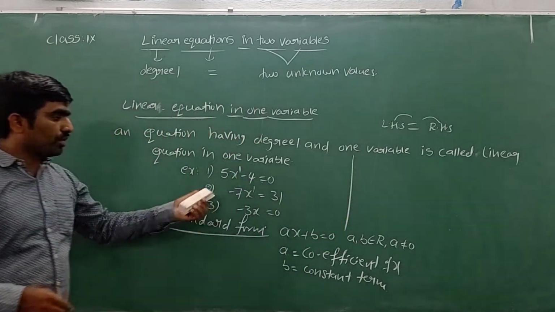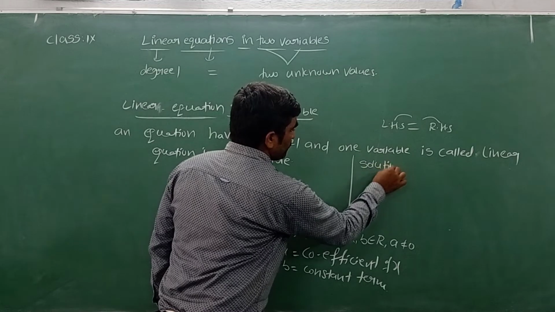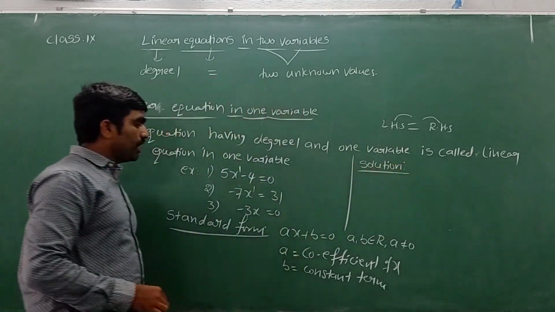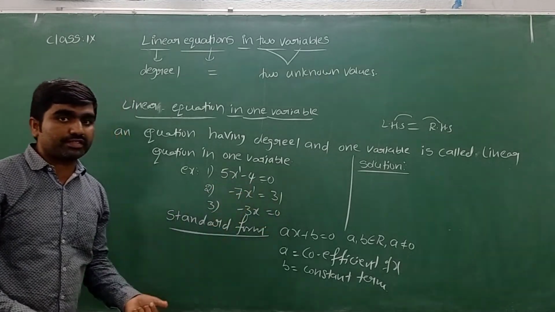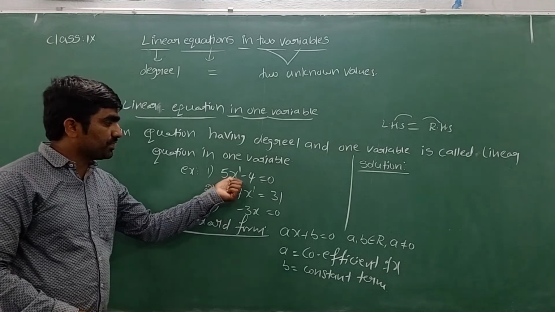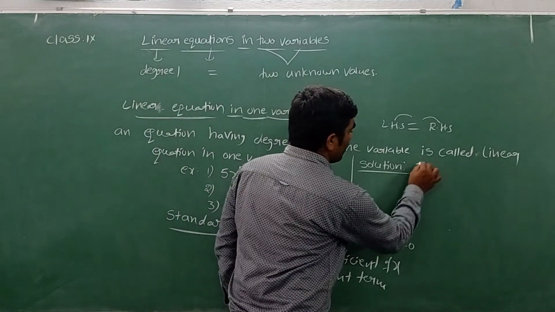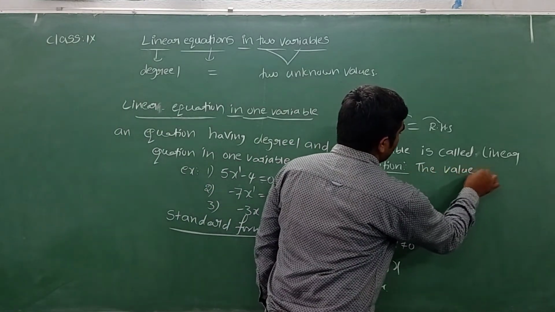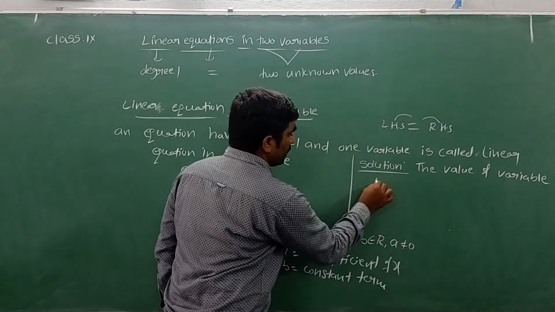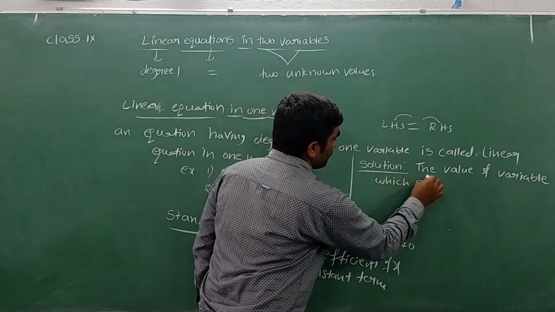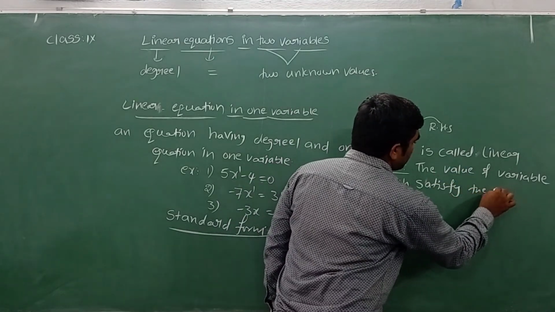Now let's think about its solution. How can we find the solution? What is meant by solution first of all? Solution is nothing but the value of the variable. Here you can see the variable x. We have to find the value of the variable x, and the value of the variable x will satisfy the equation. Then it is called a solution. The value of the variable will satisfy the equation.